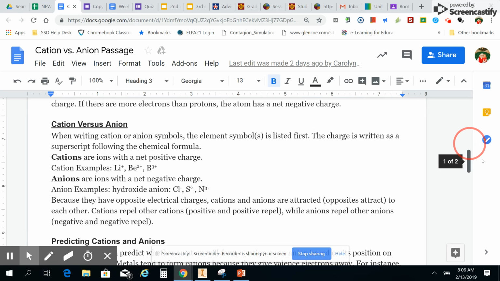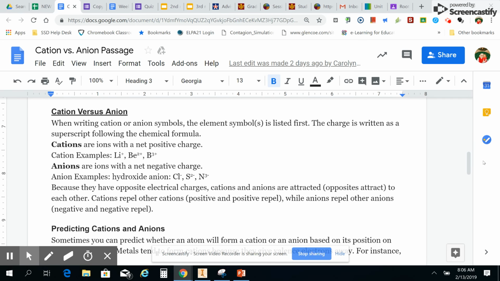Cation versus anion. When writing cation or anion symbols, the element symbol is listed first. The charge is written as a superscript following the chemical formula. Cations are ions with a net positive charge. Cation examples: Li+, Be2+, B3+.